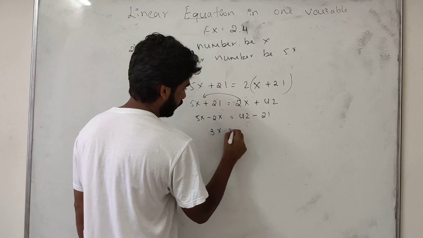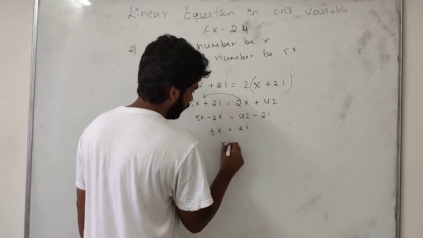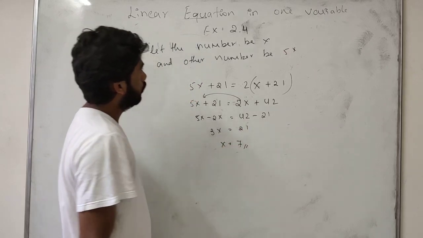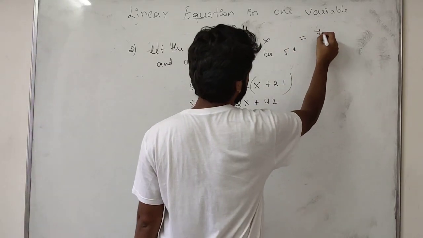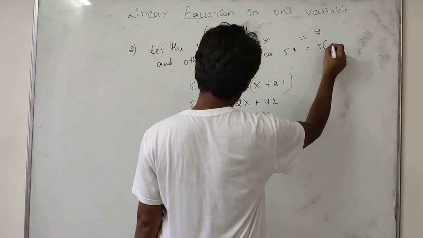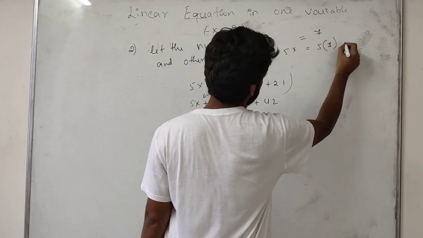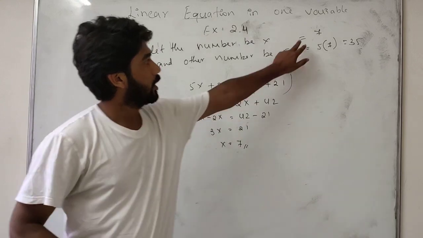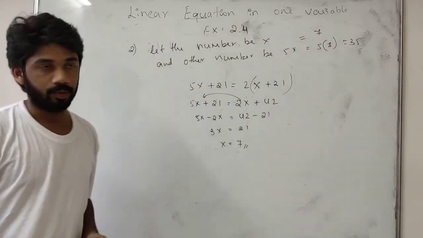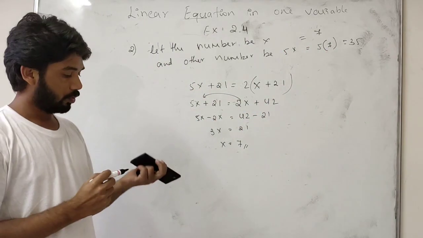So we get 3x is equal to 21, x is equal to 7. So let the numbers be: x is 7, which means here we will get 7, and here we will get 5 into 7, 35. The numbers are 7 and 35 for this question. Okay, note it down. I'll go to the next problem.